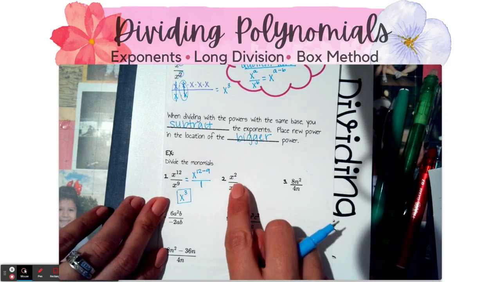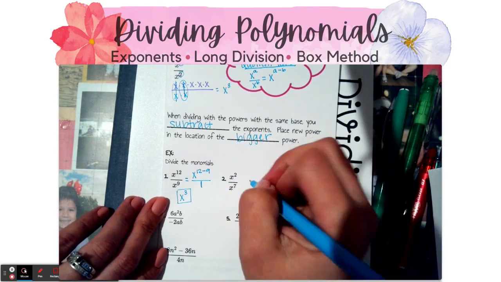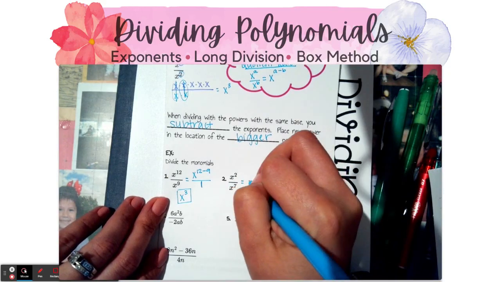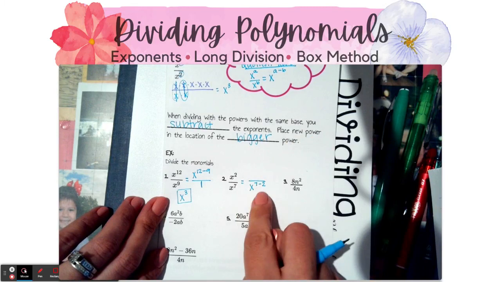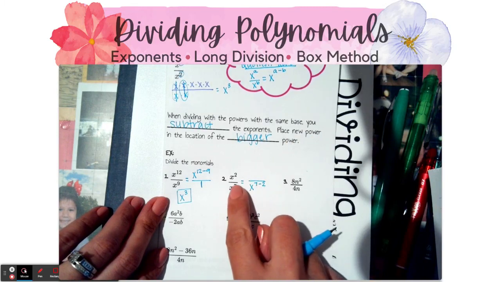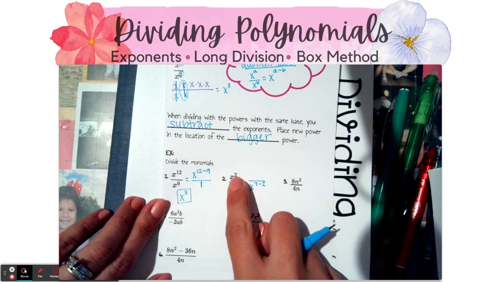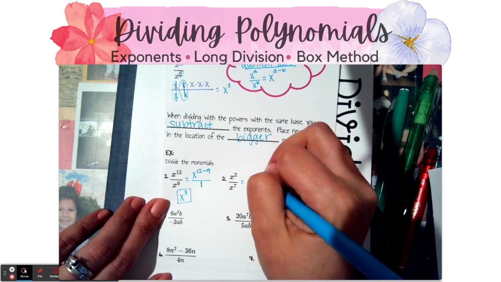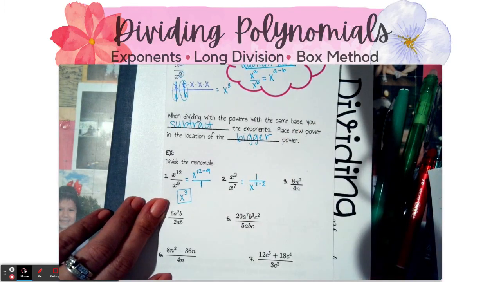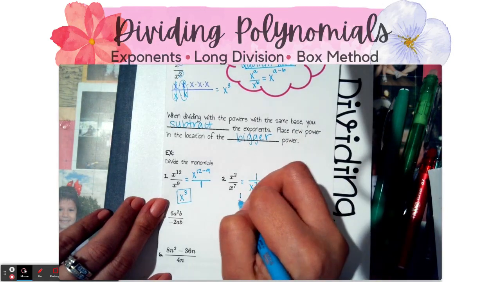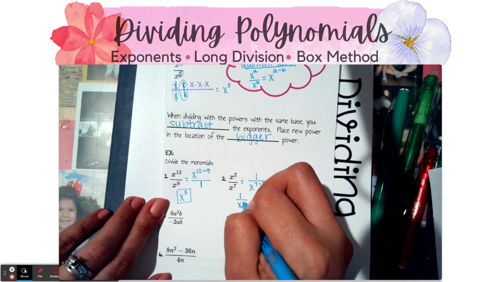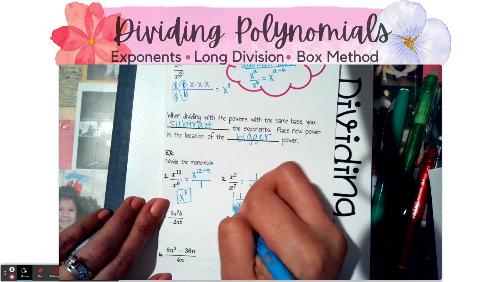However, on this one, notice my bigger exponent is on the bottom. So I'm going to do x to the 7 minus 2. And notice I moved my subtraction to happen on the bottom of my fraction. Meaning up here, we now have a placeholder of 1. And then we just do 7 minus 2, which is 5, but we still have that placeholder. So this is 1 over x to the 5th power.